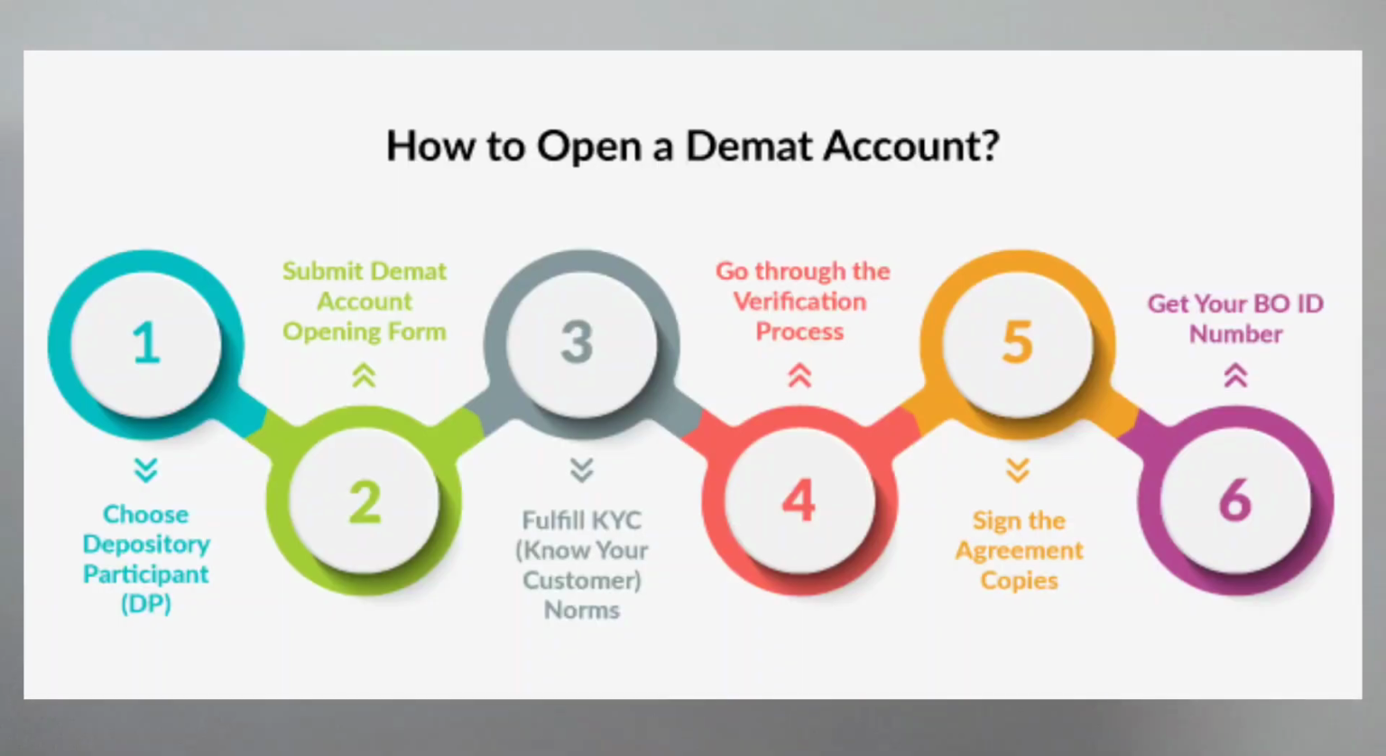How to open a Demat account? First of all, choose a stockbroker. Second, submit your Demat account opening form. Third, fulfill the KYC norms. Fourth, go through the verification process. Fifth, sign the agreement copies. And the last is to get your BOID number. BOID number is a unique beneficial owner identification number which will be used to access your Demat account.